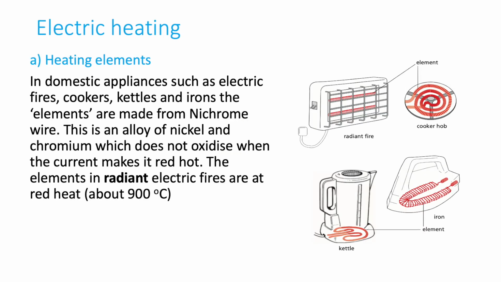Electric heating, or heating effect of electricity. Heating elements. In domestic appliances such as electric fires, cookers, kettles, and electric irons, the elements are made from nichrome wire. This is an alloy of nickel and chromium which does not oxidize when the current makes it red hot. The elements in radiant electric fires are at red heat, that is about 900 degrees Celsius.